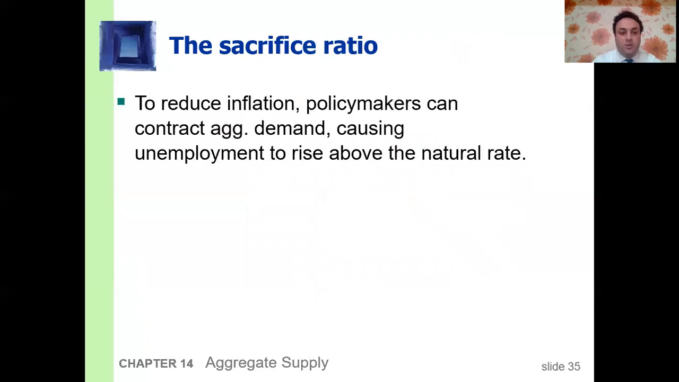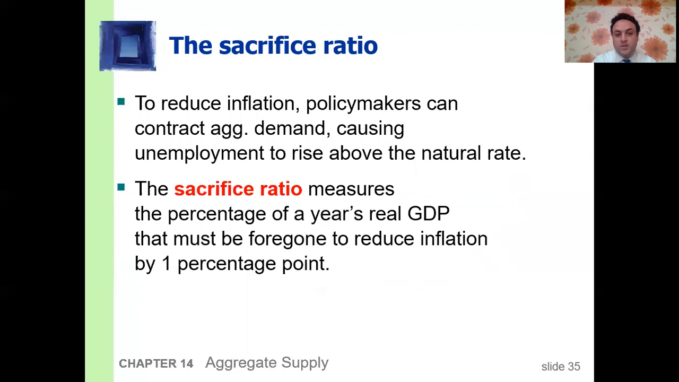The sacrifice ratio. To reduce inflation, policymakers can contract aggregate demand, causing unemployment to rise above the natural rate. The sacrifice ratio measures the percentage of a year's real GDP that must be forgone, or sacrificed, to reduce inflation by 1 percentage point.